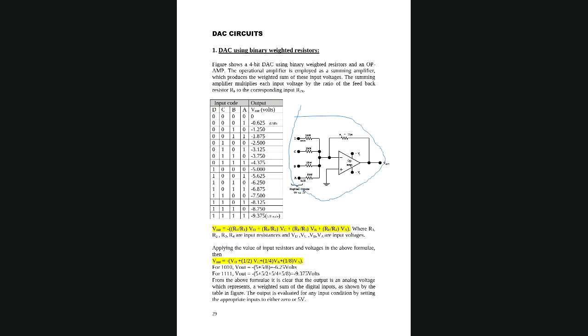This is a summing amplifier. Everybody knows it is a summing amplifier. And it is a 4-bit summing amplifier. We can have 5-bit, 6-bit, 7-bit, 8-bit, and so on and so forth. And very simple, we have the least significant bit to the most significant bit. So we have this one here, least significant, and this is most significant.